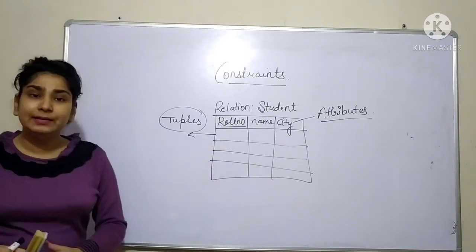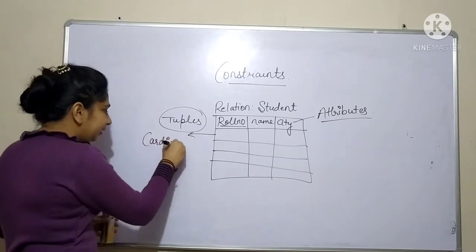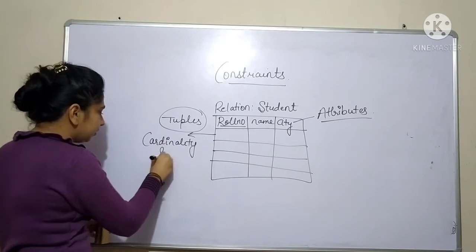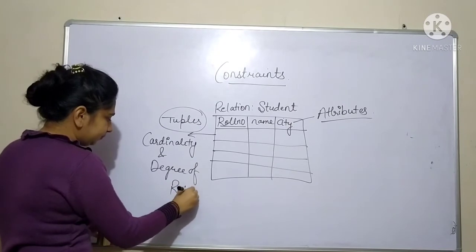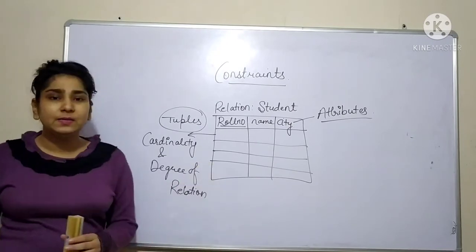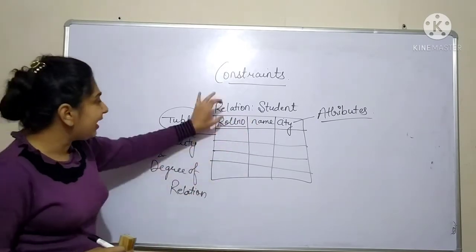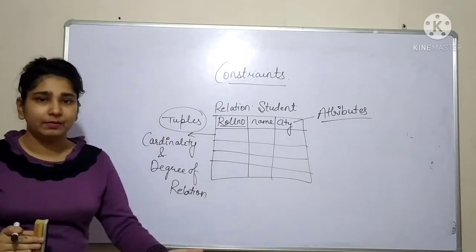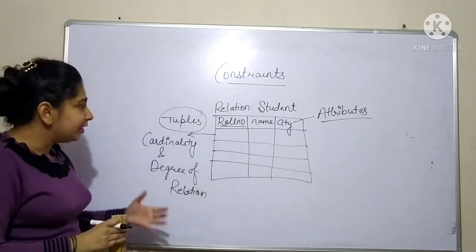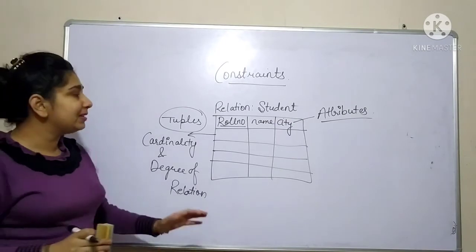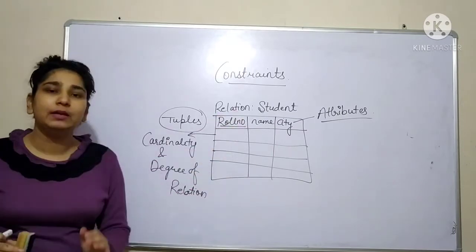Now let me tell you the meaning of cardinality and degree of relation. You know, relation and relationship are different things. Relationship tells you how two tables are connected with each other, and we call a relation a simple table.